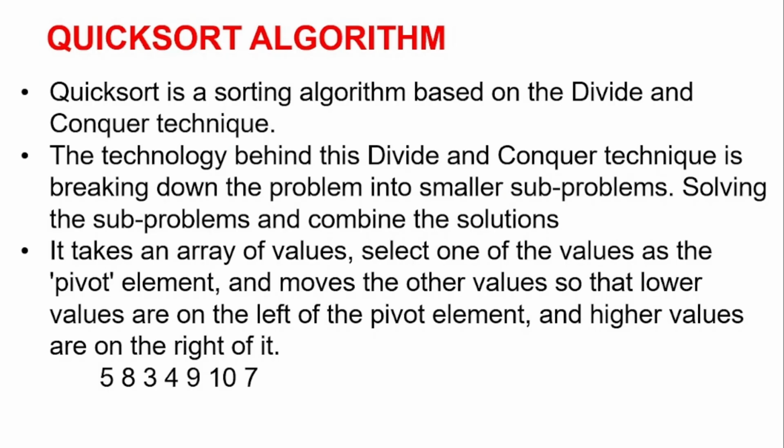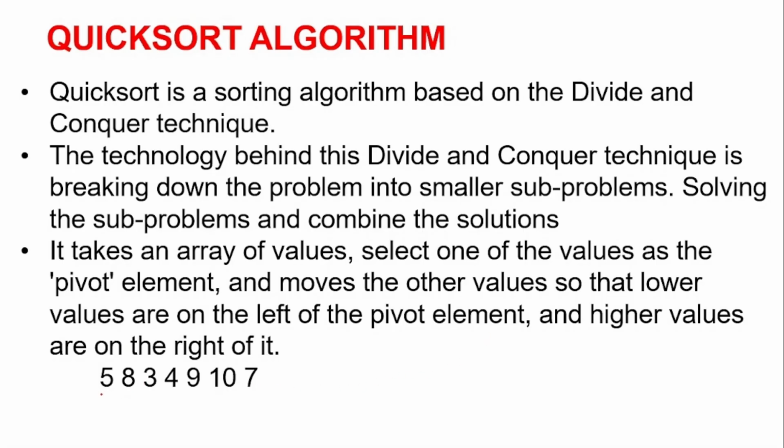The idea behind this divide and conquer technique is breaking down the big problem into smaller subproblems, solving all the subproblems, and then combining the solutions to get the final solution. Quicksort takes an array of values, selects one of the values as the pivot element, and moves the other values so that lower values are on the left side of the pivot element and higher values are on the right side.